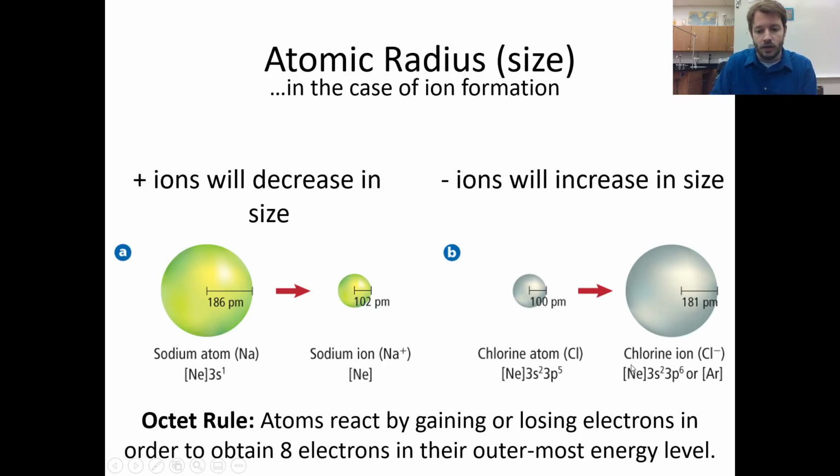On the right side over here, we see chlorine. Chlorine's gaining an electron. The electrons start winning that tug of war between the negatives and the positives, and therefore chlorine becomes chloride and becomes much larger in size. And so positives are getting smaller, negatives are getting bigger.